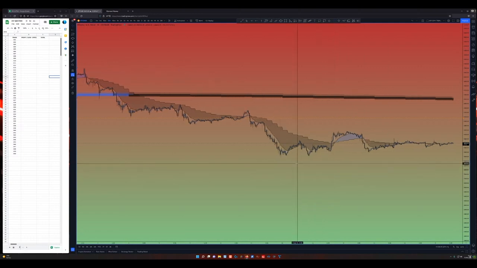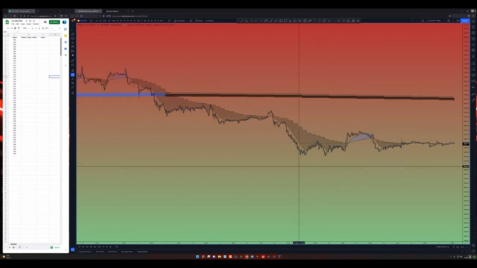Just a few details about how I'm going to perform this test. I'm going to use the bar chart replay at the top here. I'm going to play every single candle back.